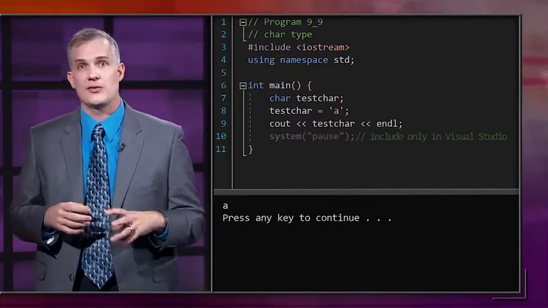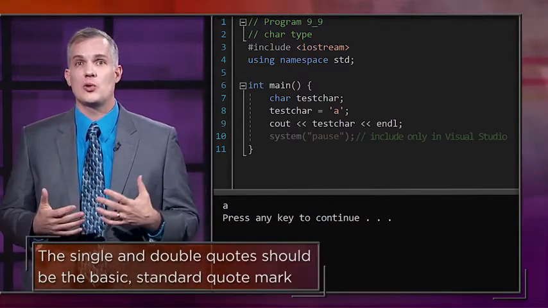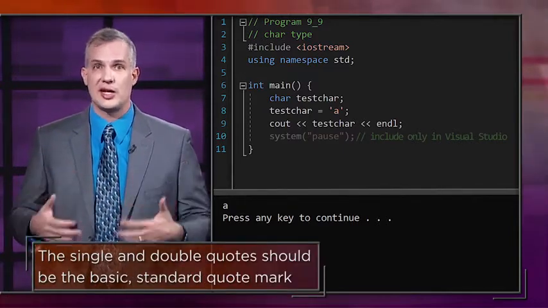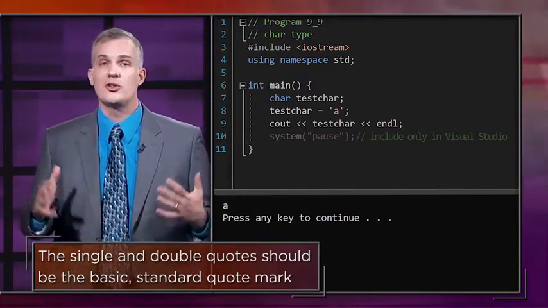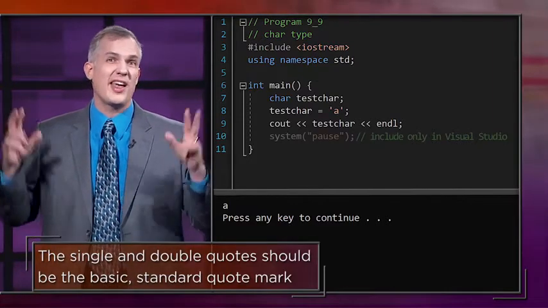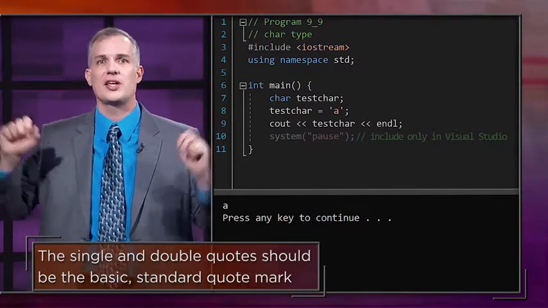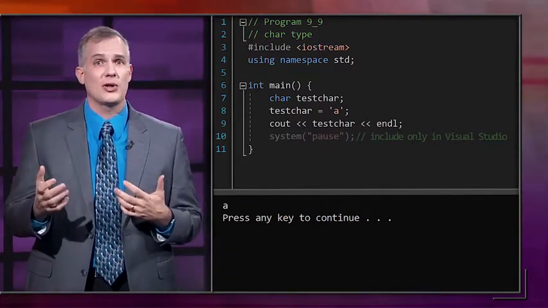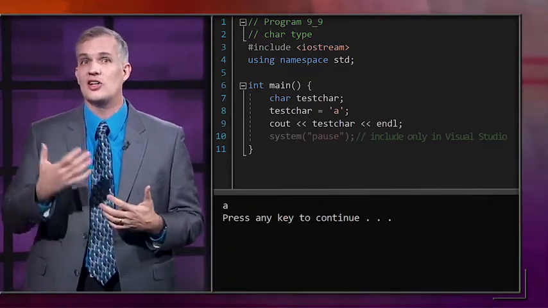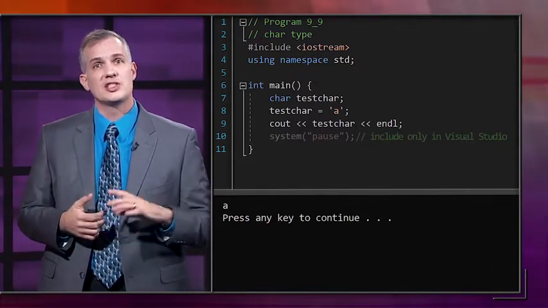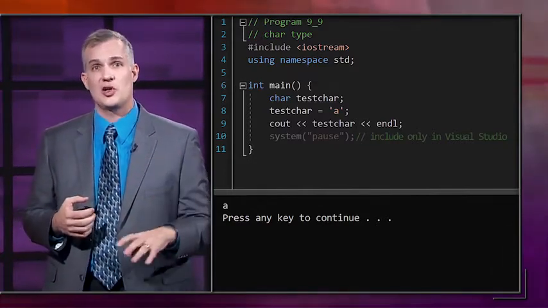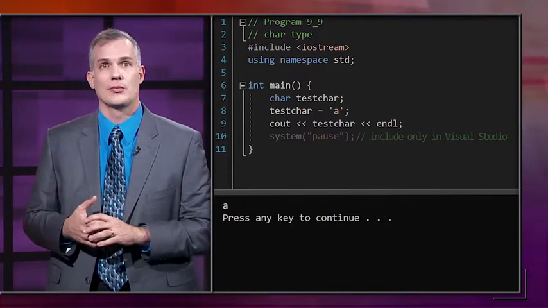Now, one slight word of caution. The single and double quotes should be the basic standard quote mark. If you use a word processor, it will often help by changing these to curly quotes that go one direction or the other. These curly quotes are not the same thing, and they'll cause errors in your program. So be careful if you ever use a word processor to write your code.